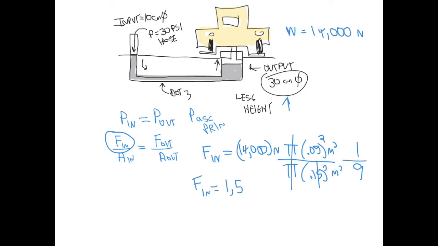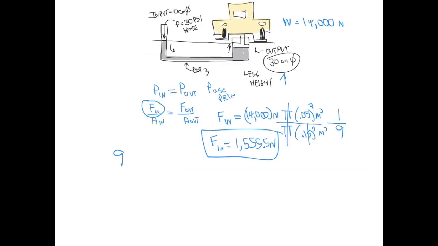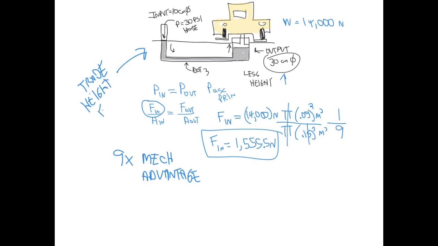So if the output force was 14,000 newtons, the weight of the car, you would have to push on the other end with about 1555.5 newtons to be exact. So this is essentially giving us a 9 times mechanical advantage. So we're able to multiply the input force by 9. This sounds fantastic, but remember, it's a trade-off. Work is force times distance, and in this case, the distance is the height. So we're trading height for force. So the input cylinder has to go down 9 times what the output cylinder is lifting up.